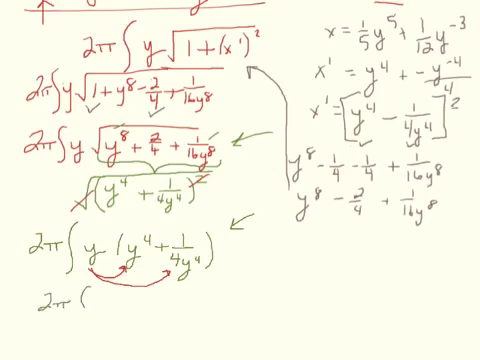2 pi times, this gives me y to the 5th. Now, I have a y to the 1st over, I got 4 y's on the bottom. One of your y's is going to cancel, and you'll have 4y to the 3rd left.